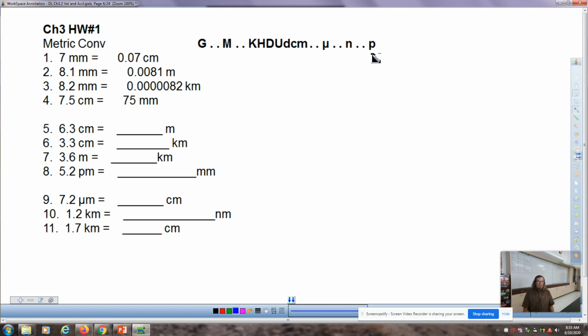5.2 picometers. So I'm down here, blue arrow. I want to get to millimeters, that's here, green arrow, and then count the movements. And remember those dots count, they just don't have names. So 1, 2, 3, 4, 5, 6 brings us to micro.